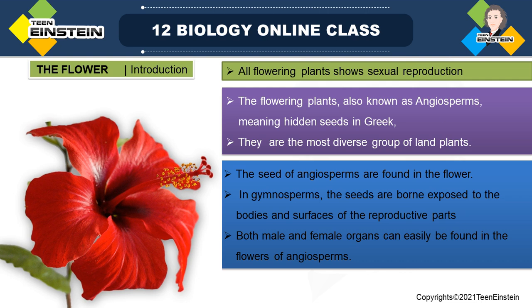All flowering plants show sexual reproduction, right? The flowering plants are also called angiosperms, meaning plants with hidden seeds. They are the most diverse group of land plants. Which are the most diverse group? Angiosperms. They show different types of plants. The seeds of angiosperms are found in the flower. Where are the seeds present?